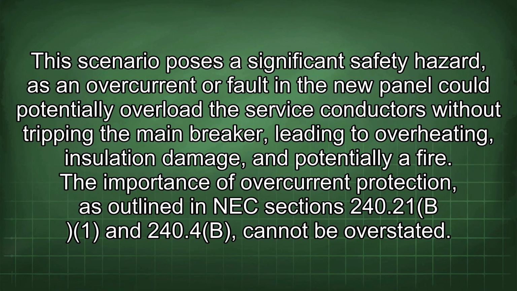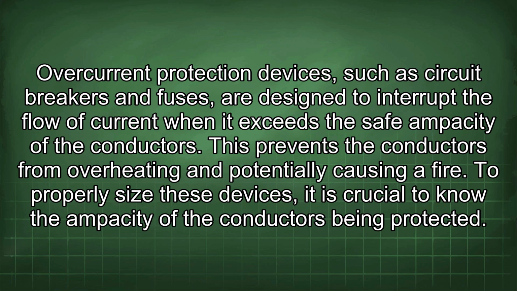The importance of overcurrent protection, as outlined in NEC sections 240.21(b) and 240.4(b), cannot be overstated. Overcurrent protection devices, such as circuit breakers and fuses, are designed to interrupt the flow of current when it exceeds the safe ampacity of the conductors. This prevents the conductors from overheating and potentially causing a fire.